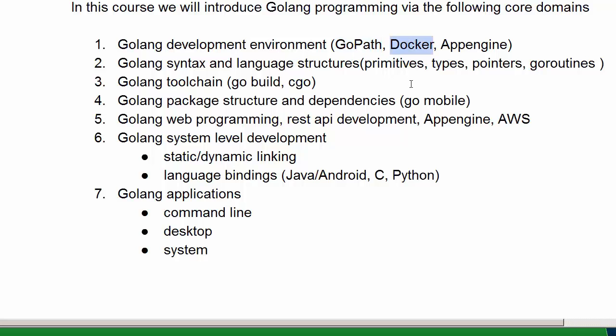Then Docker, which is a Linux container engine. We'll look at what's involved in setting up a Golang development environment inside a Docker container. And then Google, the creators of Go, have a cloud service called App Engine, and they provide an App Engine Go SDK. So we'll look at setting up an App Engine SDK Golang development environment.